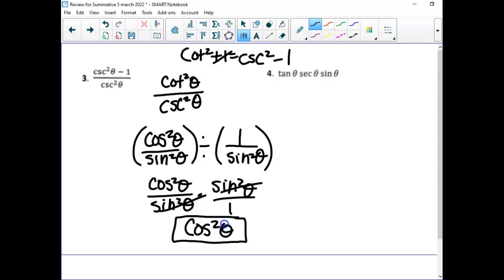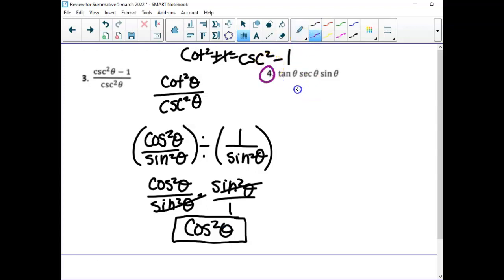You try number 4 real quick. I think if you just change everything to sines and cosines. If you don't have those trades memorized, tomorrow's not going to go well. So please work on them tonight, okay?